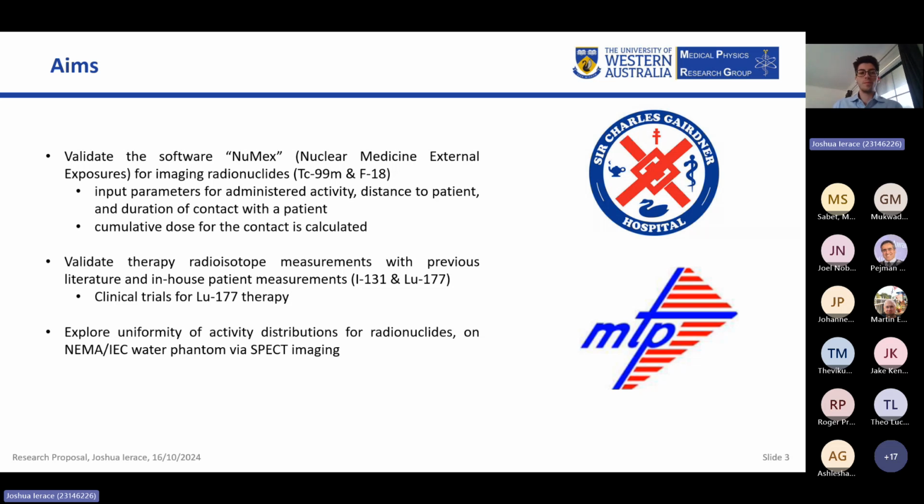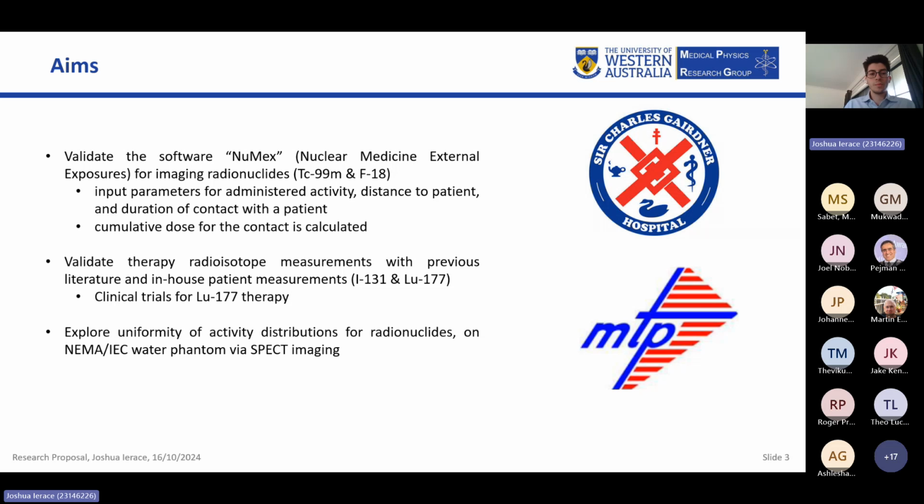So the main aim of this project is to validate the software NUMEX, Nuclear Medicine External Exposures. The software NUMEX is currently employed at the Department of Medical Technology and Physics and the Department of Nuclear Medicine at Sir Charles Gairdner Hospital. The software is based on an in-house spreadsheet which was developed at MTP.